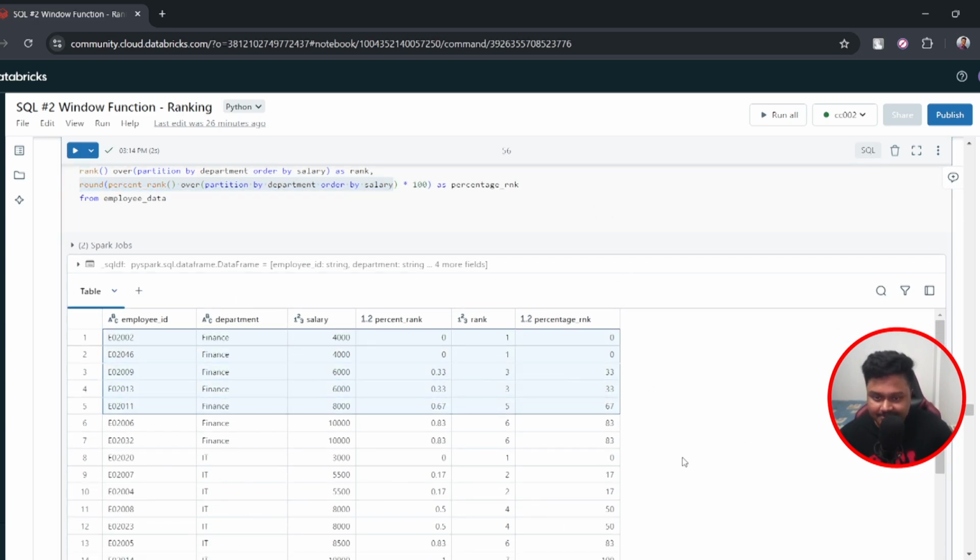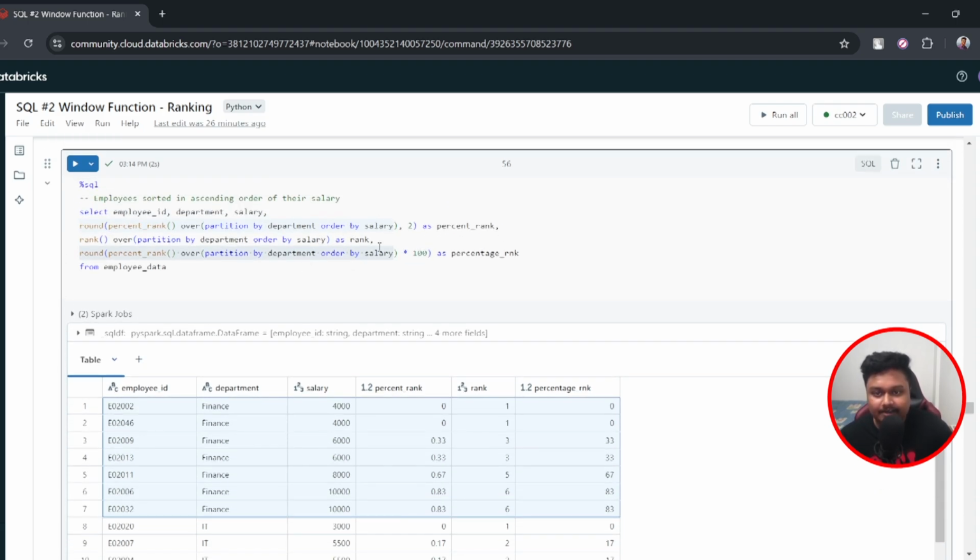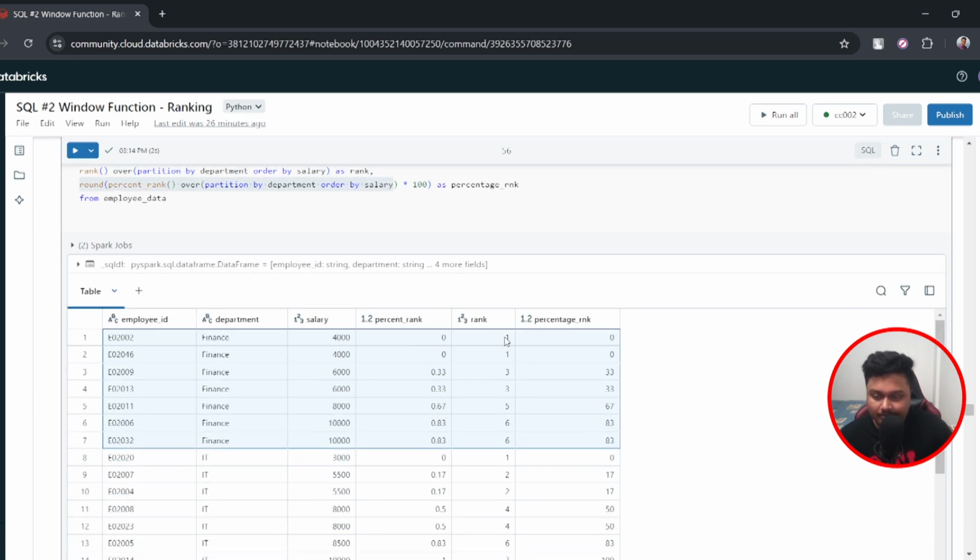Let's just consider the first window, that is the finance window. Now here the lowest salary is 4,000. As you can see, I have ordered the salary in ascending order. So my rank will obviously be 1. So based on our formula, 1 minus 1, and there are a total of 7 rows, divided by 7 minus 1, equal to 0. So we get percent rank 0. This means that there is no salary lower than 4,000.